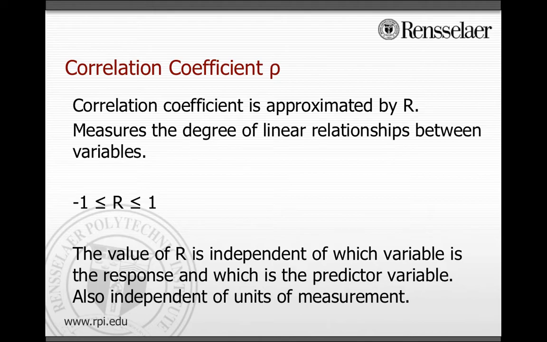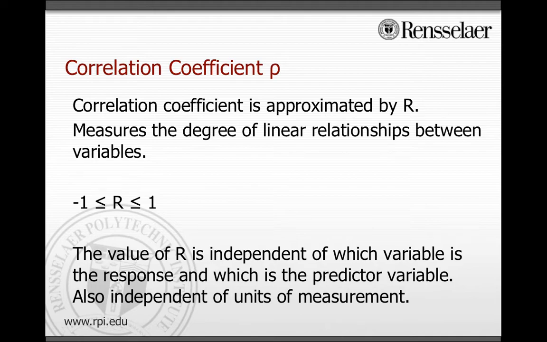You can also calculate a correlation coefficient, rho, for multiple linear regression models. It measures the degree of linear relationships between the independent variables and the dependent variable. Again, this value is between -1 and 1, where the closer it is to 0, the weaker the linear relationship. An absolute value of 1 means that there is a perfect correlation between the dependent variable and the independent variables.